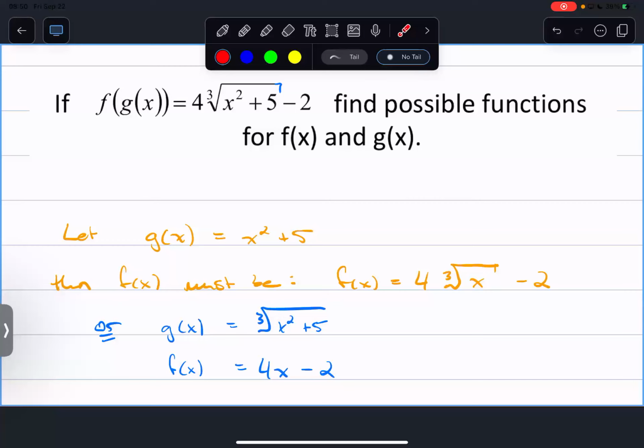Blink and you miss it on Fridays. That's good. Function composition. We still have to talk about the domain of composed functions, but we'll leave that for Monday. Nice warm up. Any questions?